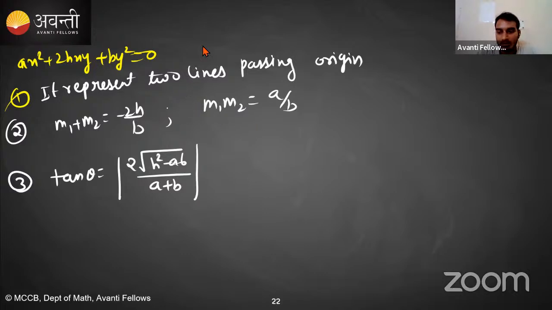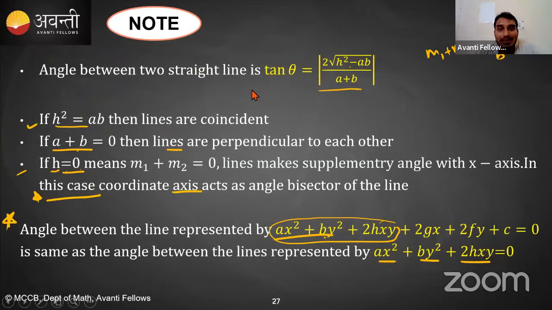Clear? And after that, we commented that tan theta is 2 times under root h square minus ab upon a plus b. If h square is equal to ab, lines are coincident. If a plus b is 0, lines are perpendicular to each other. If h is 0, meaning coefficient of xy is 0, then in that case, lines will make supplementary angles and your coordinate axes, that is x-axis and y-axis, will act as angle bisectors between those two lines. Clear?